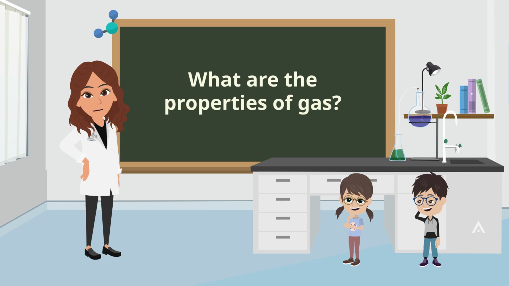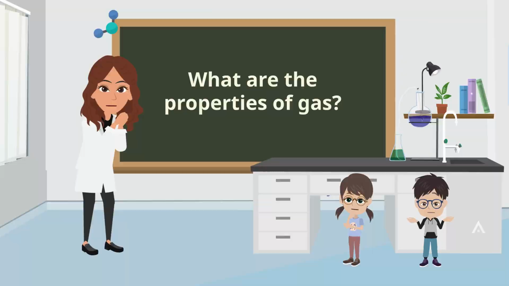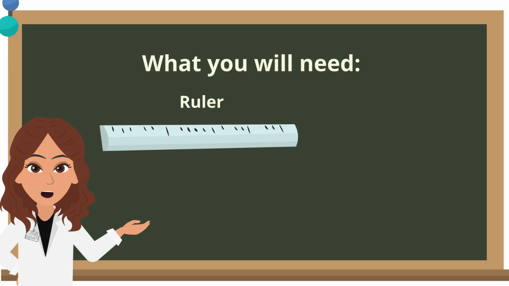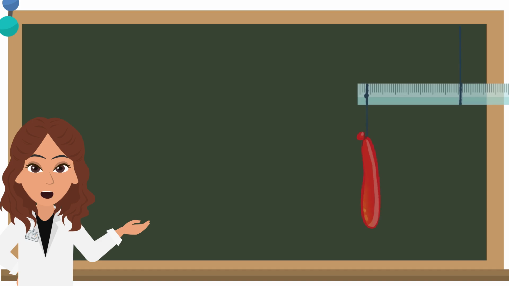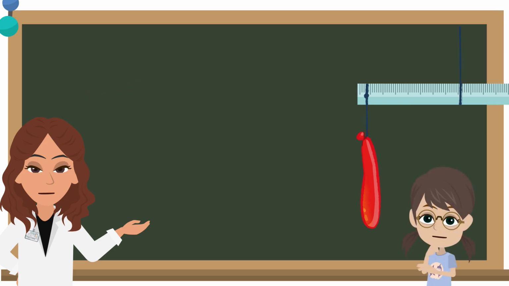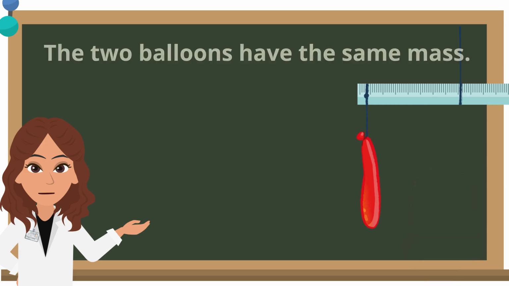Well, let's find out. For this experiment, you will need a ruler, string, and 2 deflated rubber balloons. First, tie each balloon to one end of the ruler using the string. Observe the ruler. Is it straight or tilted? The ruler is straight. That's right. This means that the 2 balloons have the same mass.